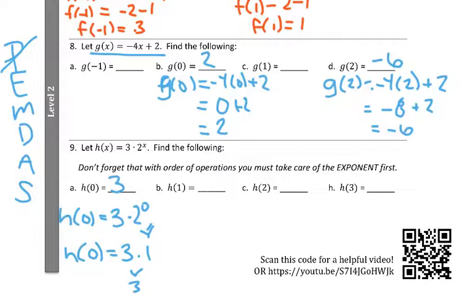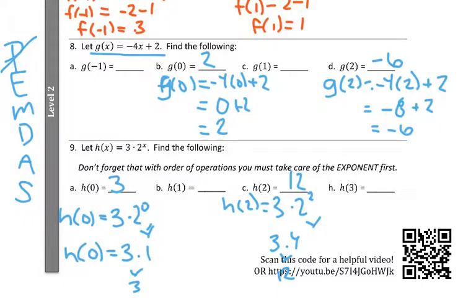So if I put a 0 into this machine, I'm going to get a 3 kicked out. It's kind of weird. Alright, let's go ahead and try with a 2. So h of 2 is going to equal 3 times 2 to the 2nd power. Exponents first, that would be 3 times 4, which would equal 12. So if I put a 2 into this machine, I get a 12 out of it.